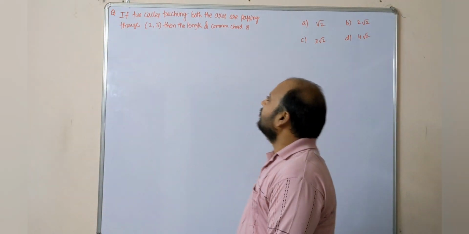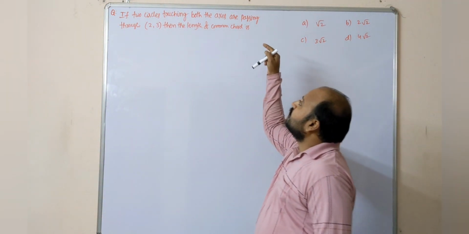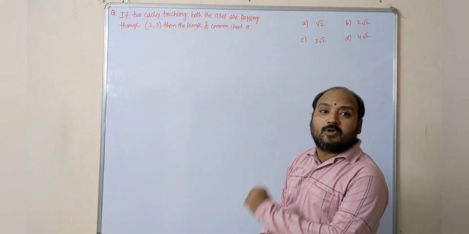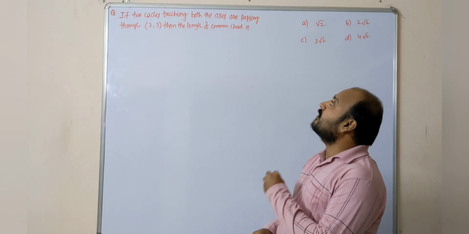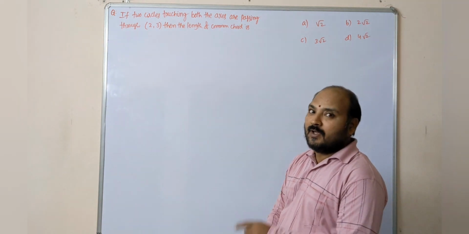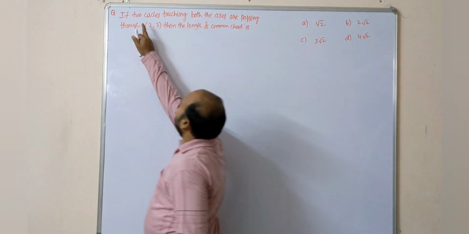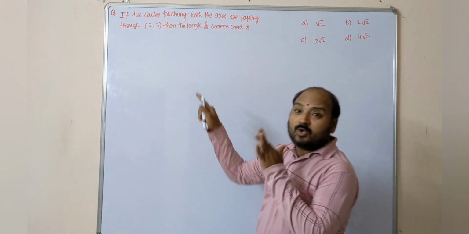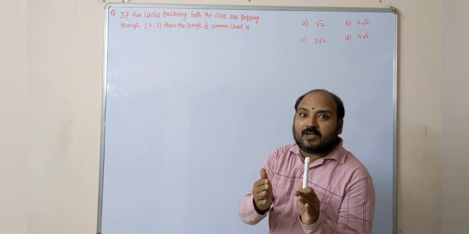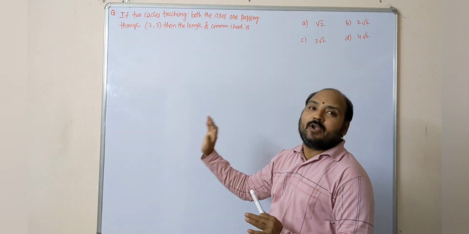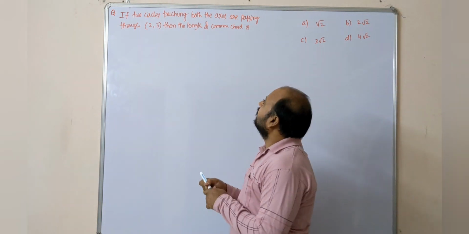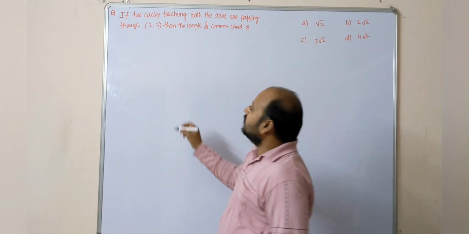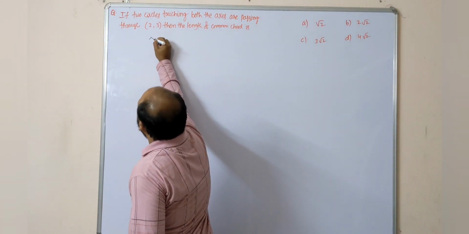The next question. If two circles touching both the axes are passing through 2, 3, then the length of common chord is. Observe, dear students, here. If two circles touch both the coordinate axes and pass through 2, 3, then the length of common chord. So observe carefully.